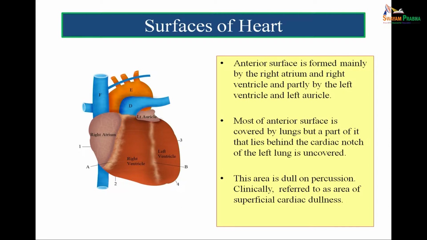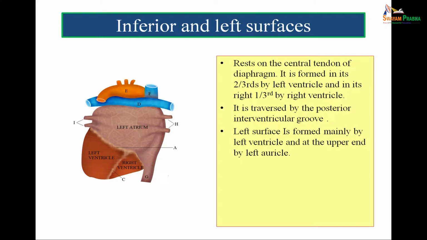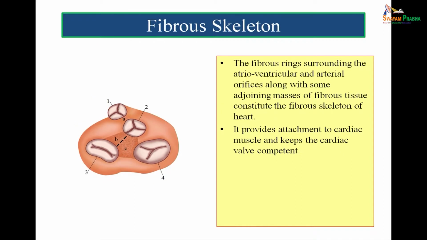Because the lungs contain air, and wherever there will be air, there will be resonance, there will be a sound. So, this area is referred to as the area of superficial cardiac dullness. Now, the inferior surface of the heart rests on the central tendon of the diaphragm, and as one can make out in this figure, it is formed mainly by the left ventricle and a small part of the right ventricle. The left surface, as I mentioned before, along with the left border, is formed mainly by the left ventricle, and in the upper part a small part of the left auricle.